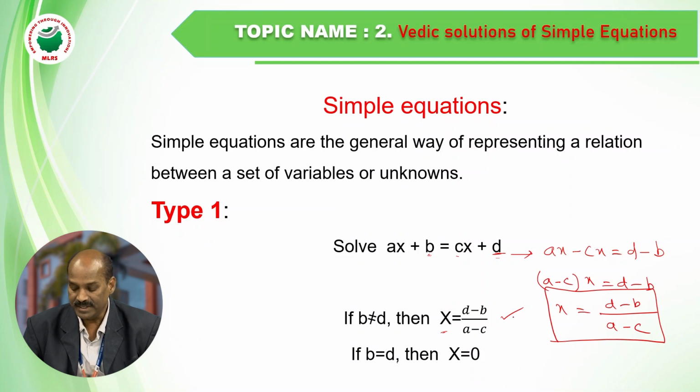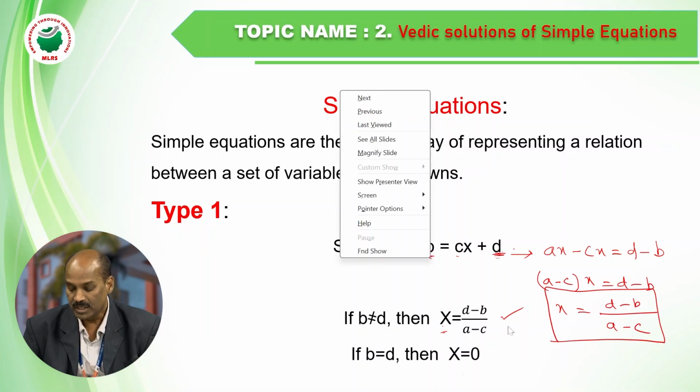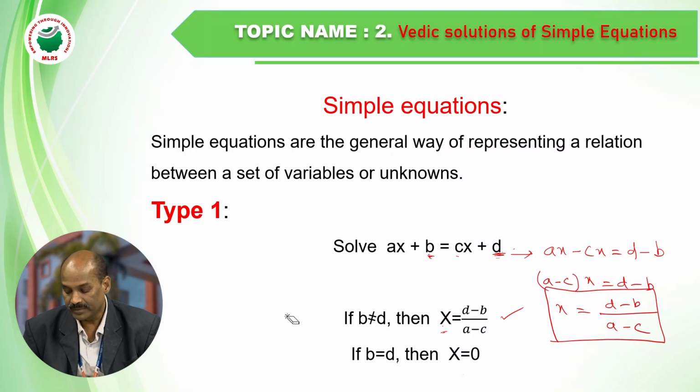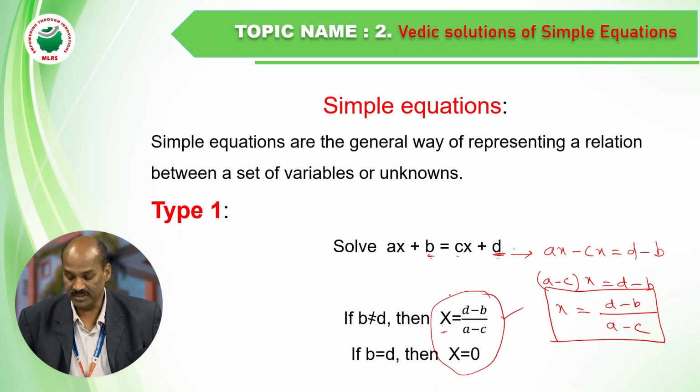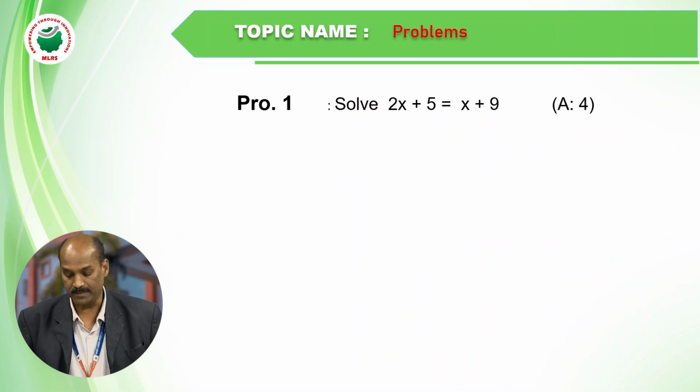But in Vedic mathematics, you first have to check this constant and this constant. If these two are equal, then directly you put x equals 0. If these two are not equal, then the solution is this constant minus this constant divided by this constant minus this constant, that is, x equals (d minus b) by (a minus c). We have to remember these two formulae, and with this background, now we do some problems.